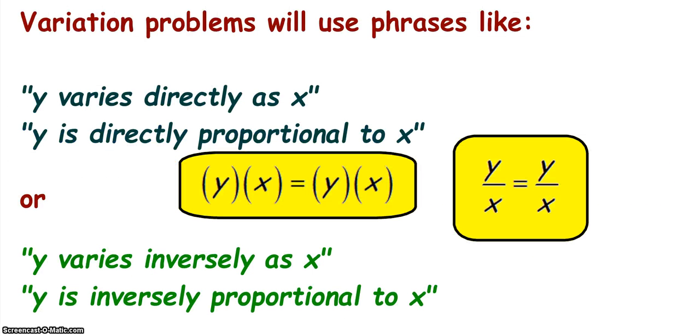Alright, variation problems are going to use phrases like y varies directly as x and y is directly proportional to x. As I said earlier, we're going to use k equals k. So for directly proportional, the k was y over x.